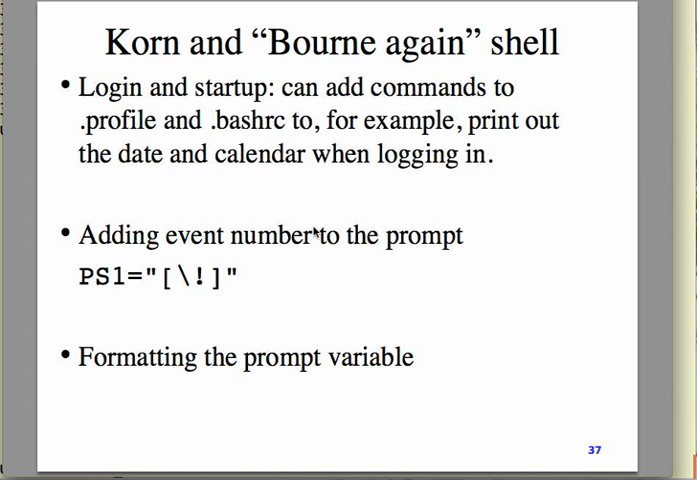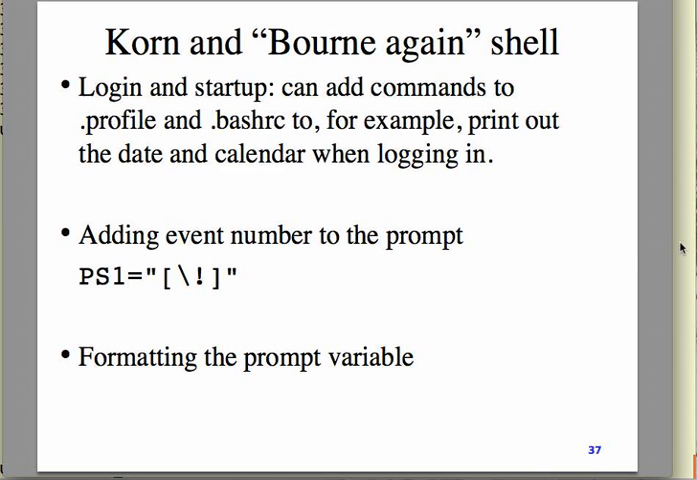A few more things that are common to both Korn shell and the Bourne Again shell, as discussed in the book. As far as login and startup, you can add commands to the .profile file and the .bashrc. Those are customized just for you, the user, not for the whole system. You can, for example, print out the date and calendar right at the beginning. So as soon as you log in, you can have a calendar view of the current month or the current year if you really want to, and the current time and date. You can add event numbers to the prompt, and you can do this at any time, but most often people do it in the startup files.